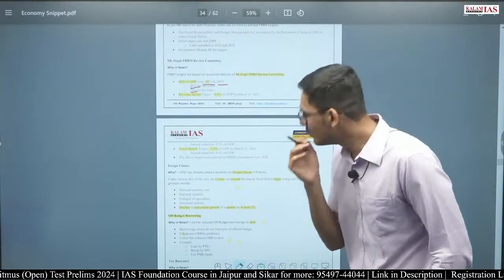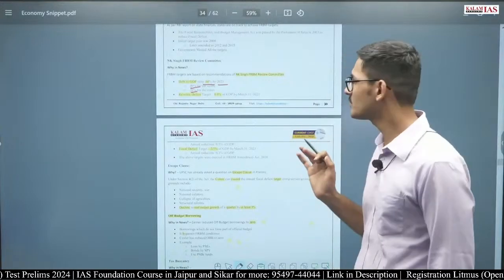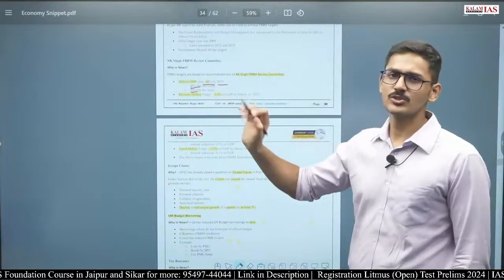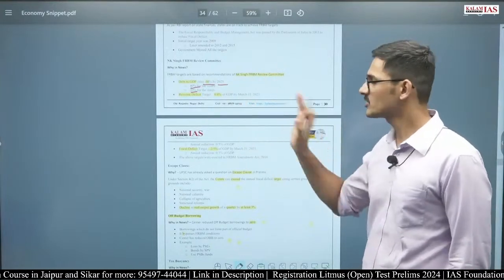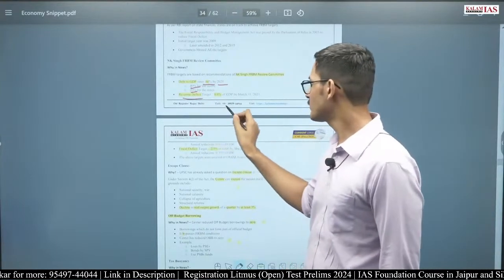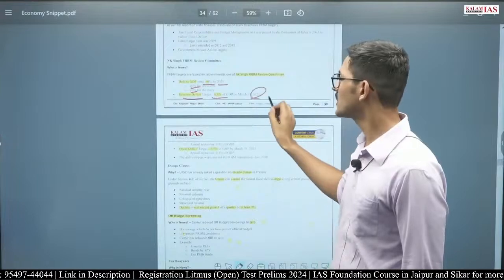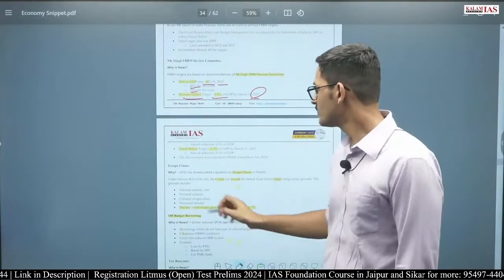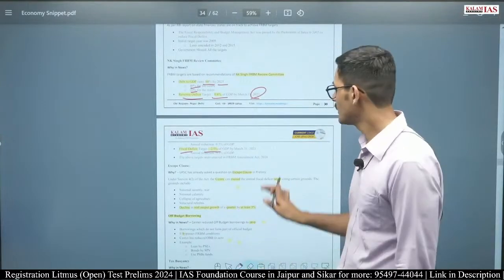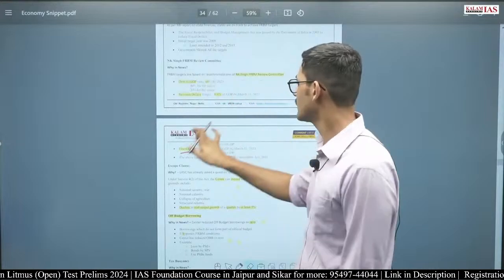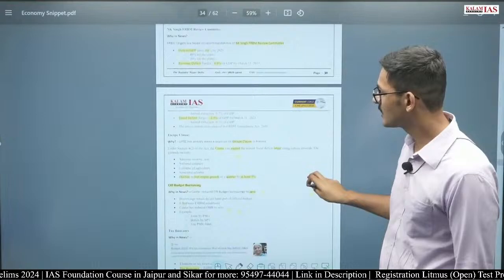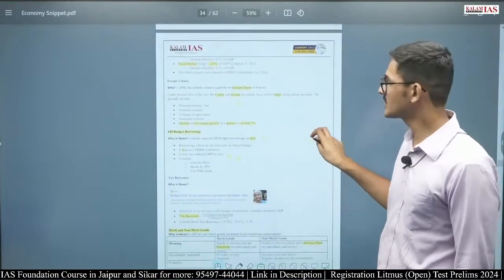So currently we are very far away from the targets, especially because of COVID-19. The debt to GDP ratio given by this committee was 60%: 40% for the center and 20% for the states. A revenue deficit target of 0.8% was given by 2023, which has not been achieved. A fiscal deficit target of 2.5% was given. All these were included in the FRBM Amendment Act 2018: fiscal deficit of 2.5%, revenue deficit of 0.8%, and debt to GDP ratio of 60%.